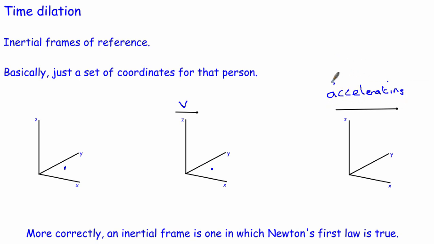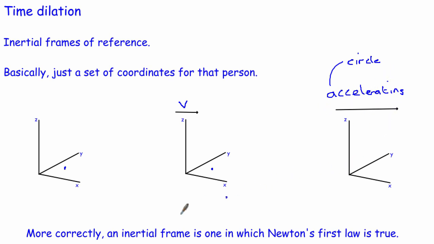So examples of that are obviously things that accelerate in a straight line, also things that move in a circle. So if you're moving in a circle, you're accelerating towards the centre of your circle constantly, and so you're in an accelerating frame of reference, and so therefore you're not in an inertial frame anymore.